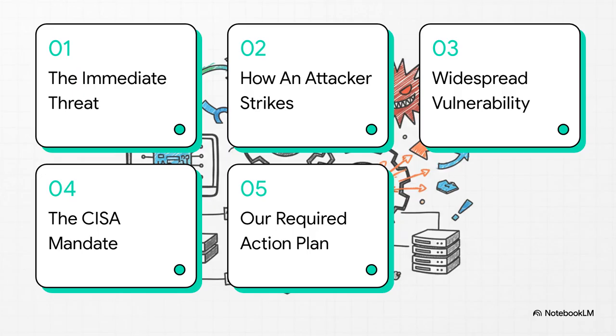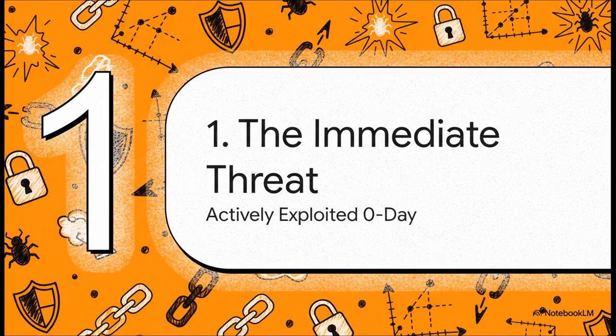First, we'll cover the immediate threat we're all facing. Then, how an attacker can actually use it against us. We'll look at just how widespread this problem is, review the official government mandate, and, most importantly, end with the action plan that is required from every single one of us. So let's start with the threat itself.